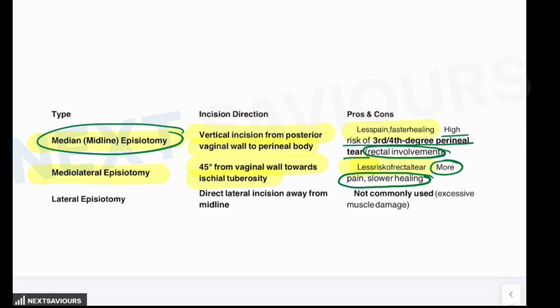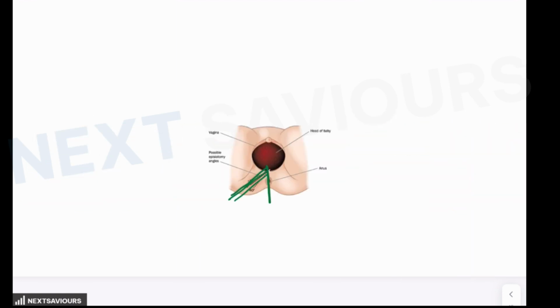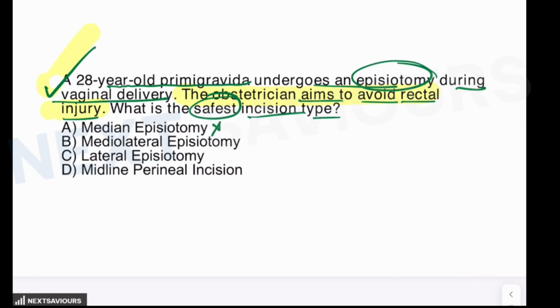And finally, the lateral episiotomy incisions, which are direct lateral incisions away from the midline, but it is not very commonly used because of excessive damage to the muscle. So hopefully we have understood the episiotomy incisions, their advantages and disadvantages, and what is the ideal answer for this question. It is the mediolateral episiotomy. Why? Because it avoids direct extension into the rectum, unlike medial episiotomy, which has a higher risk for third to fourth degree rectal tears.